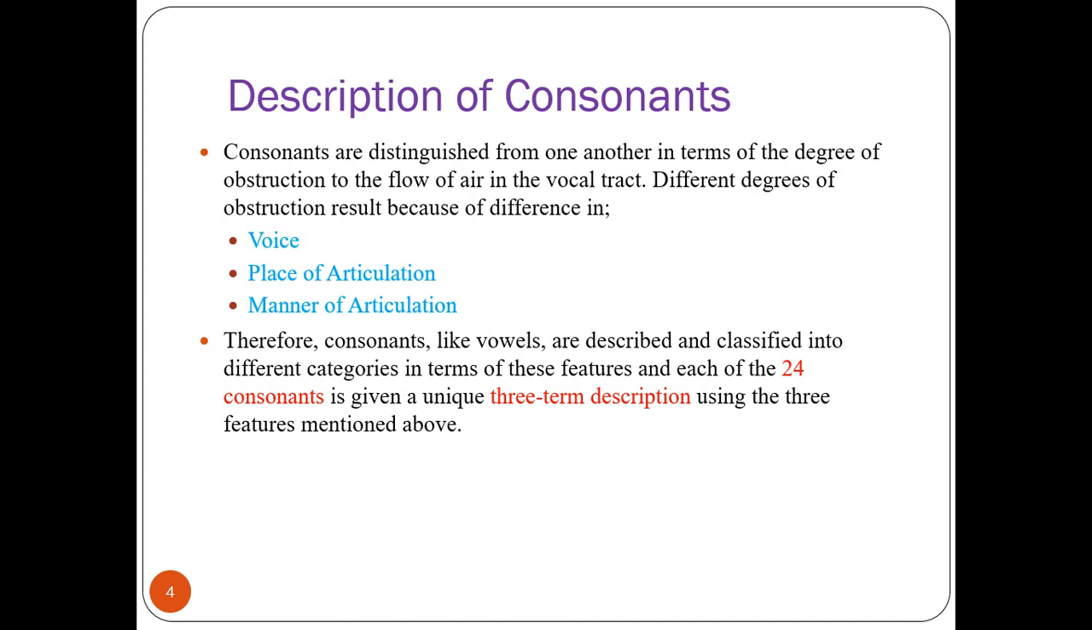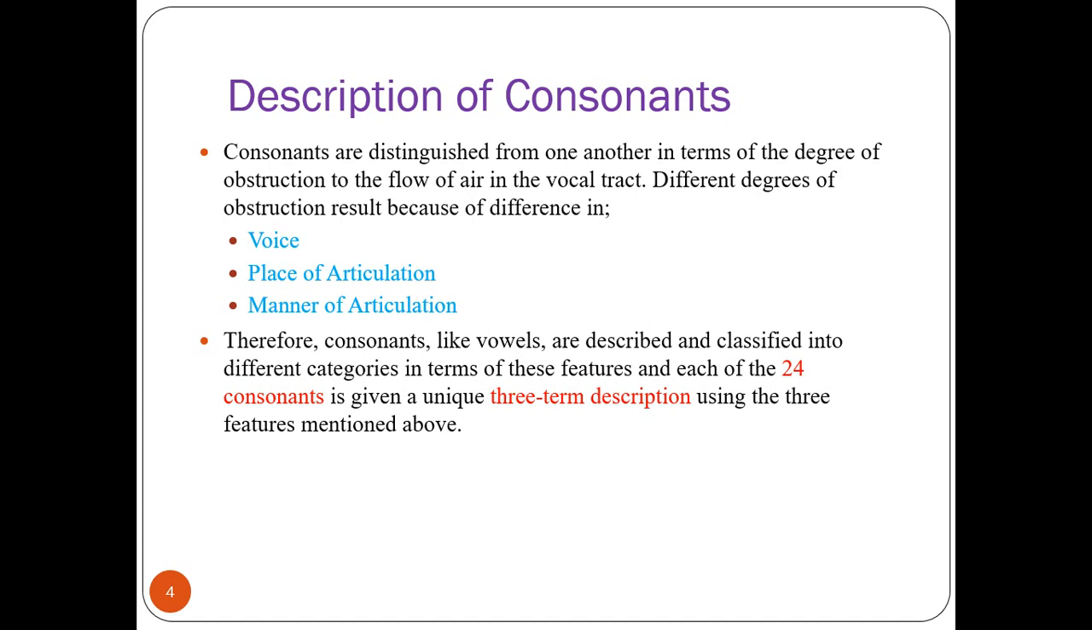First of all is voice, voicing. The second one is place of articulation, and the third one is manner of articulation. Therefore, consonants, like vowels, can be described and classified into different categories in terms of these features. Each of the 24 consonants in English is given a unique three-term description using the three features that we have discussed.